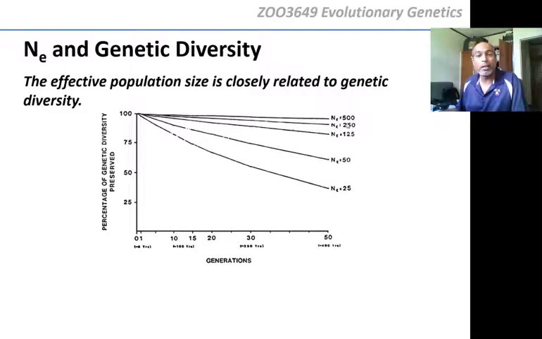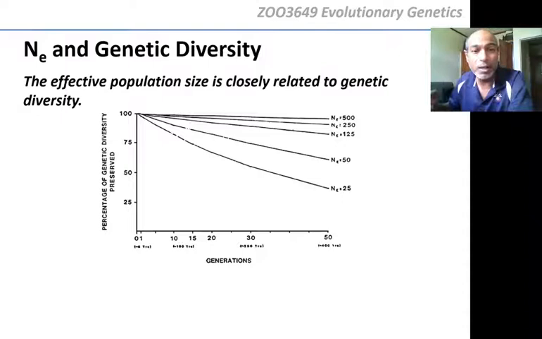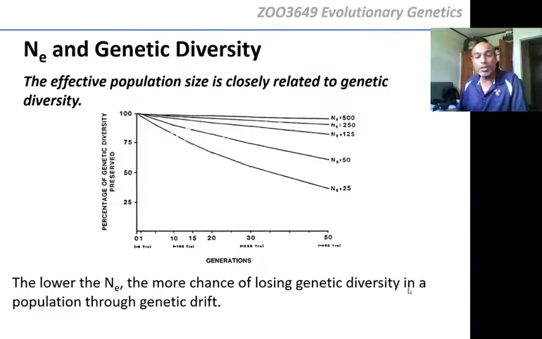To lose nothing, what size does your population have to be? Infinite, right? It has to be infinite for genetic drift to not lose any diversity. So basically, the lower your NE, the lower the genetic diversity will be. That is the relationship between genetic diversity and effective population size. You have fewer breeders, you will end up with lower genetic diversity with time. The lower the NE, the more chance of losing diversity in a population through genetic drift.